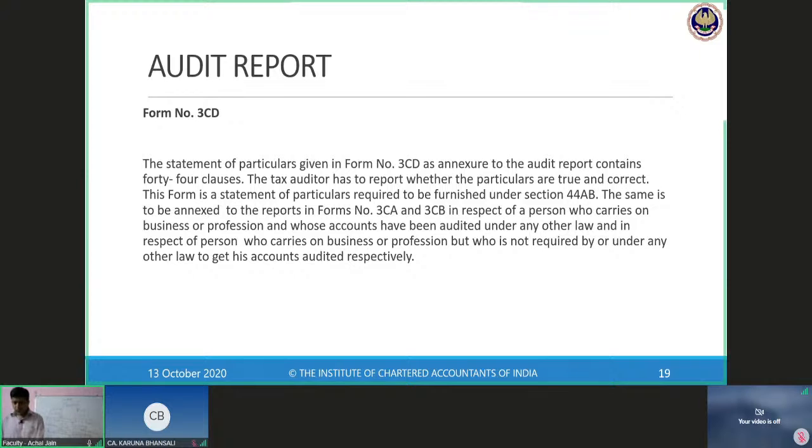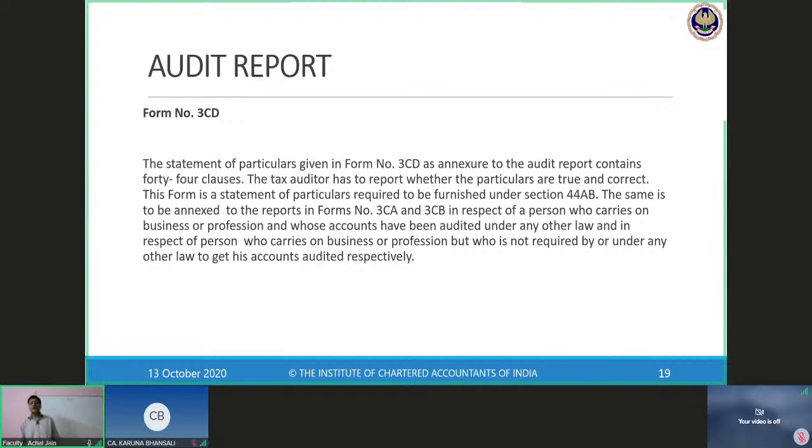Okay, so now we can move on to the next part, that is about engagement of the tax auditor. So we have now understood the requirements of the tax audit. We have also understood the requirements of form number 3CA and 3CB, which is the audit report. And we have also briefly understood what we mean by form 3CD. Before we get into the detailed requirements of form number 3CD, we will understand the engagement formalities for the tax auditor.